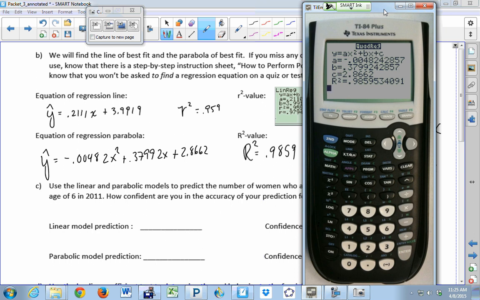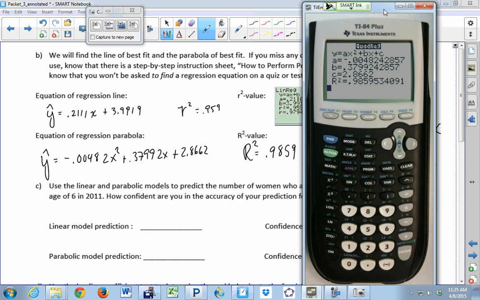Look at your R square values. The graph of the model should fit the points well. They both fit very well. Use the simplest model that captures the pattern of the data. I'm going to come back to that. The model should make sense within the context of real-world situations.